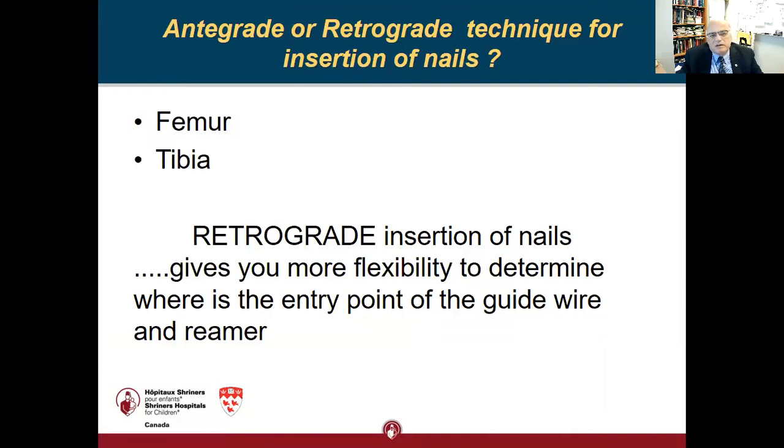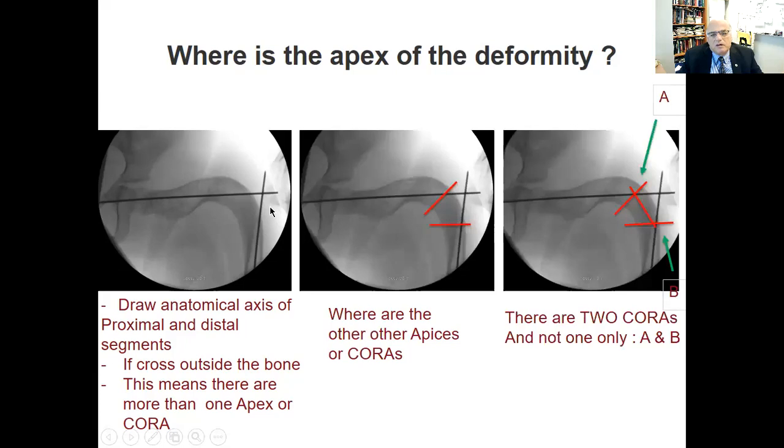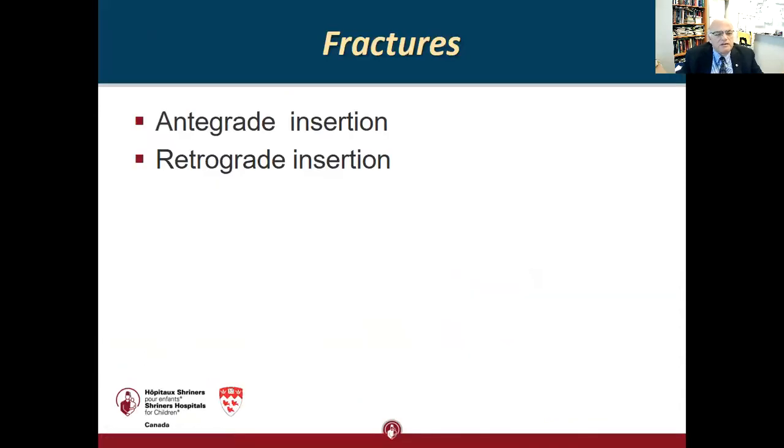Should we insert the rods antegrade or retrograde? Both are viable options. I prefer retrograde insertion, however, both are possible. Here is an example of a proximal femoral deformity. You calculate where the CORA is, so you draw one axis here, then the second axis. If they meet outside the bone, this means that there are two CORAs here. Here are the two CORAs that are present, therefore this amount of bone is removed, and then the deformity is corrected.